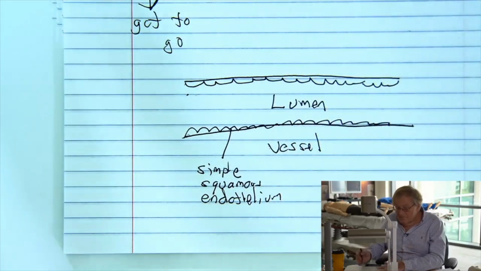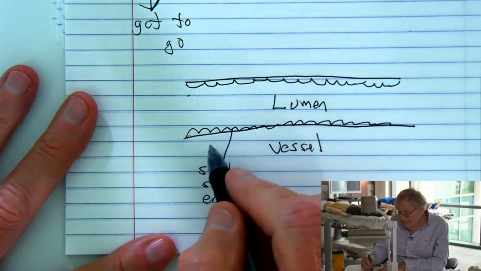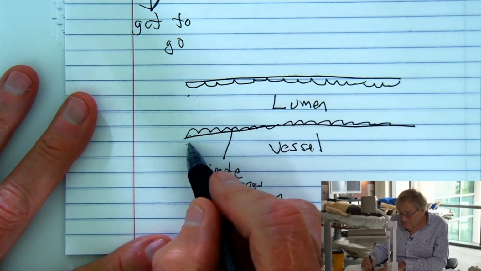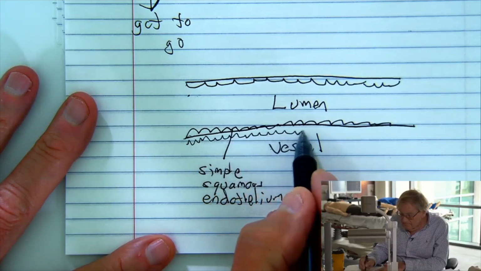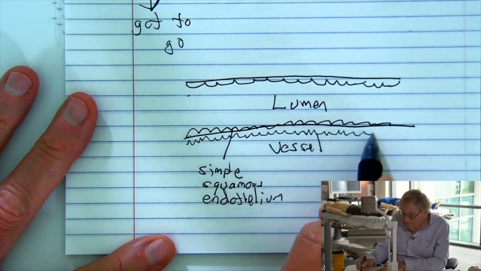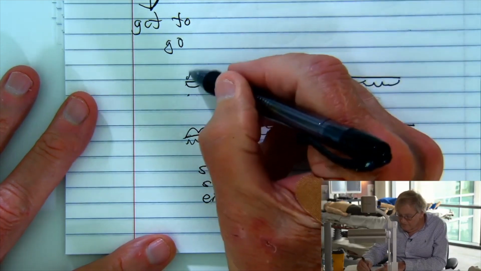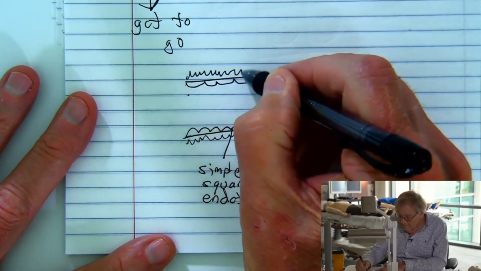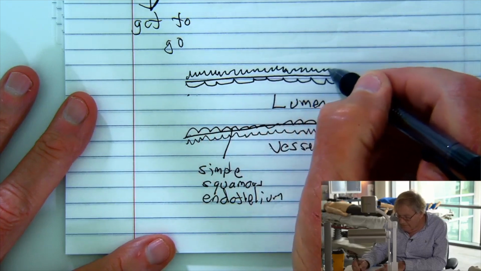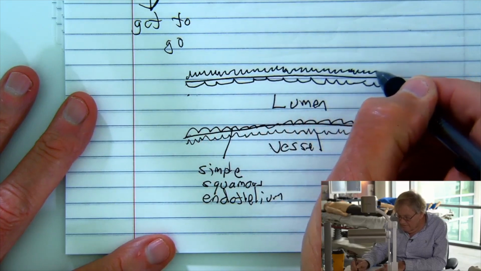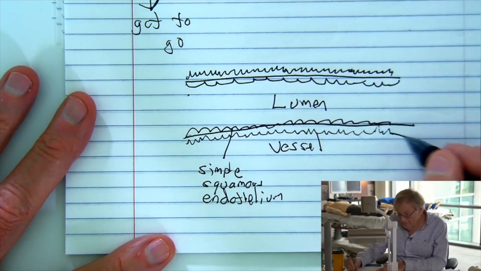But if this is a generic blood vessel here, I've got to have some muscle. So surrounding that, I'm going to have some muscle. So this squiggle line is just representing muscle. So these blood vessels, unless they're small capillaries, they're going to have some muscle, and therefore that's going to be smooth muscle.